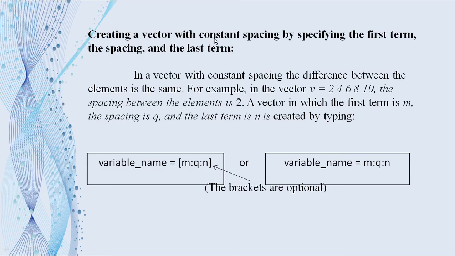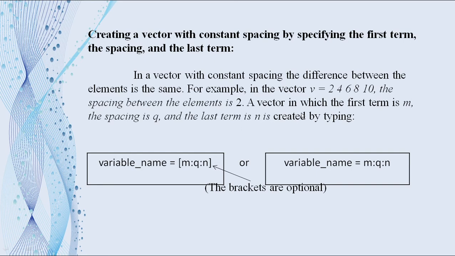Creating a vector with constant spacing by specifying the first term, the spacing and the last term. So you know the first term, you know the last term and you know the constant spacing, so you can generate it instead of typing each and everything. In a vector with constant spacing, the difference between the elements is the same. For example, in the vector v is equal to 2 4 6 8 10, the first element is 2, the last element is 10, and each and every element is separated by a difference of 2. So the spacing between the elements is 2.